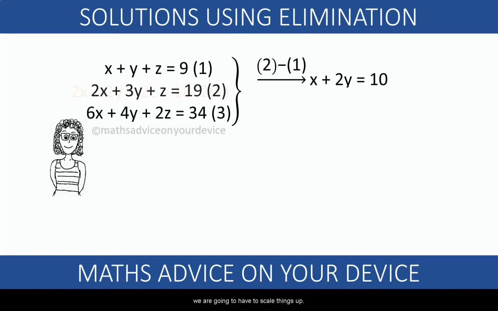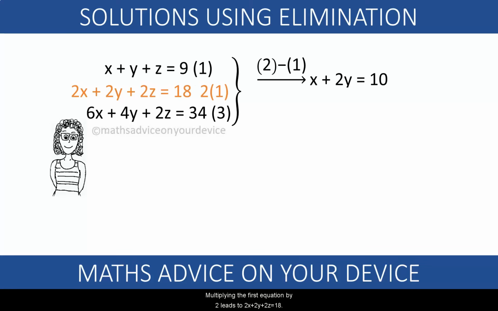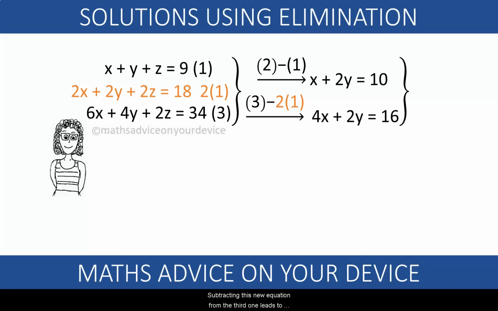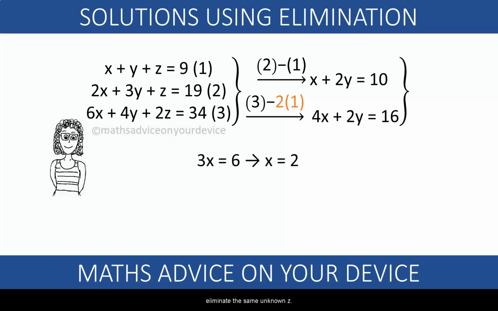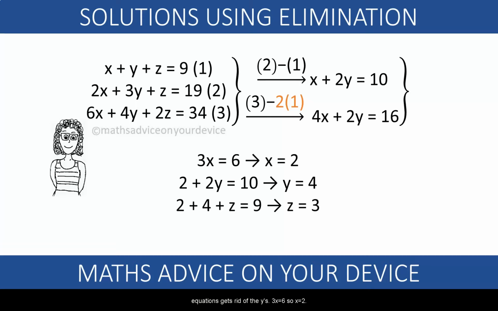Multiplying the first equation by 2 leads to 2x plus 2y plus 2z equals 18. Subtracting this new equation from the third one leads to 4x plus 2y equals 16. We have managed to eliminate the same unknown z. Now, subtracting these two new equations gets rid of the y's. 3x equals 6, so x equals 2, y equals 4, and z equals 3.